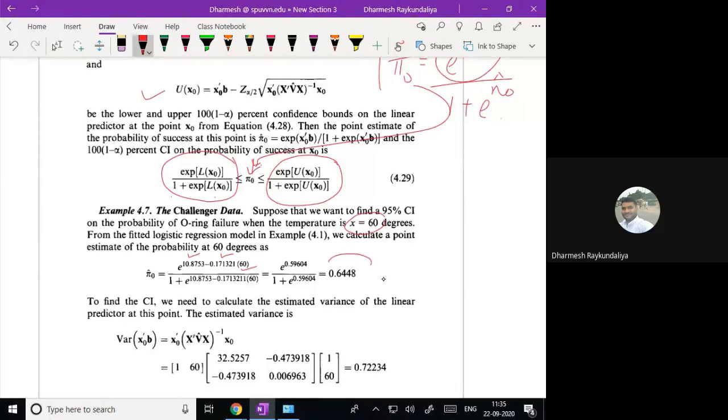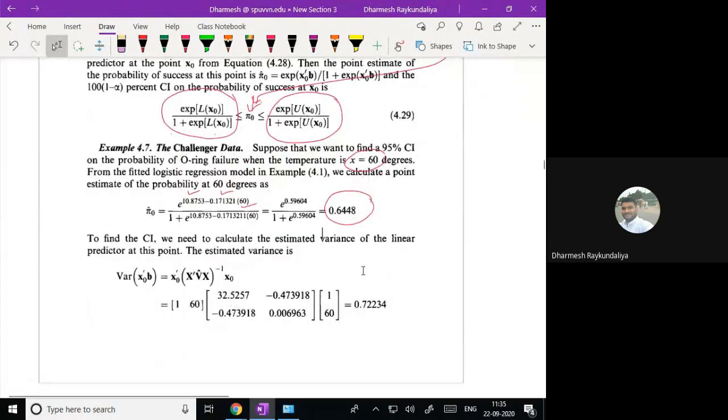So my probability is nothing but e raised to eta upon 1 plus e raised to eta. It is giving 0.648. But I wish to find out the confidence interval of the linear predictor. So what do I have to do? I have to obtain the variance of x0 dash b. Now x0 dash is with me. What is x0 dash? It is 1 comma 60. Why? Because we have been given 60. 1 is for the intercept and 60 is for the x. And the variance covariance of b we have already obtained.